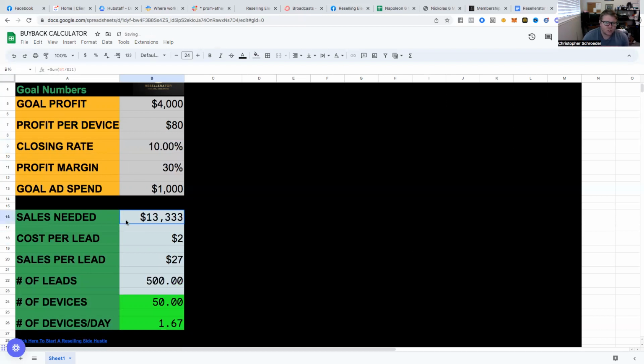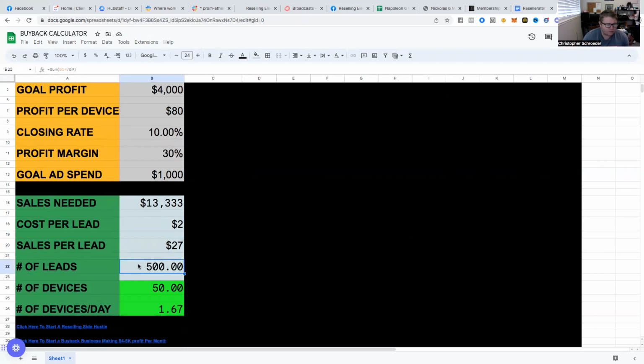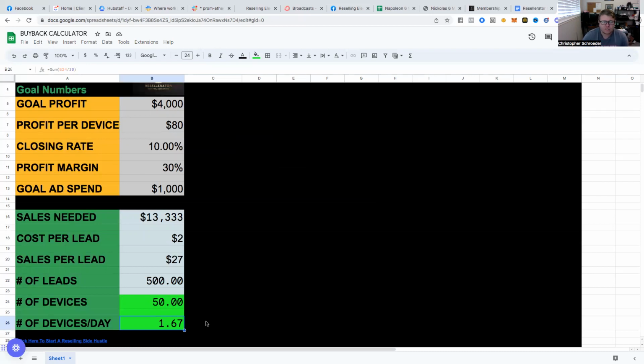All right. So the sales needed would be 13,000. Cost per lead would need to be $2. Sales per lead would be 27. The number of leads that you would need to get would be 500. And then you would need to close 50 of those, which means you get 50 devices, which means it's roughly just under 2 devices per day that you need to buy. That's pretty reasonable, right? Pretty reasonable stuff.